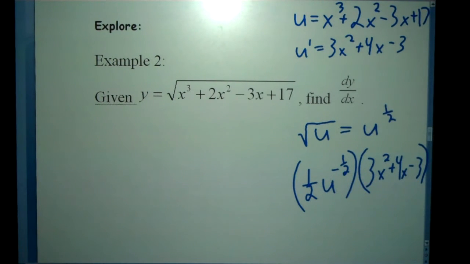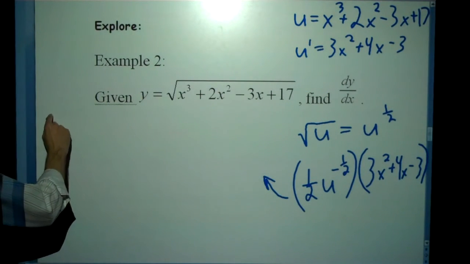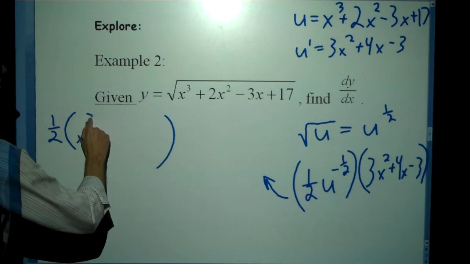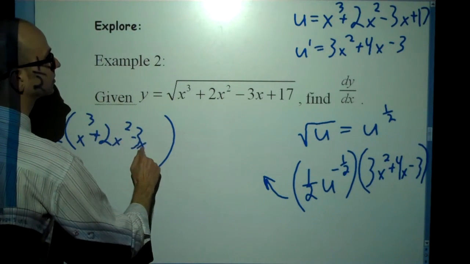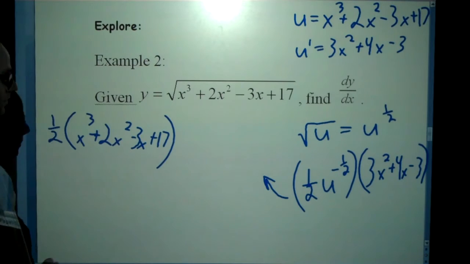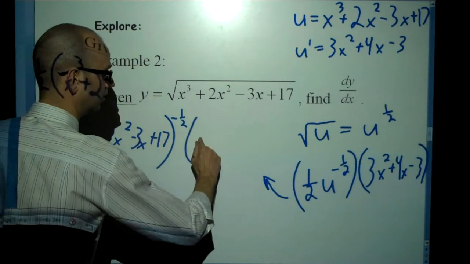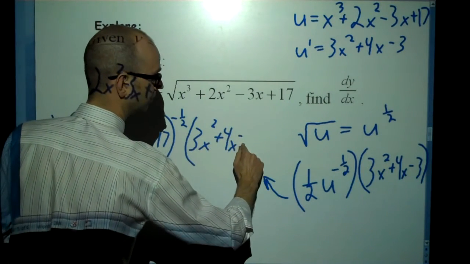But we don't actually want any u's in our problem, so we need to substitute back in all of the u. So I'm going to move my work over here. So I've got 1/2 times all of the u, which is x cubed plus 2x squared minus 3x plus 17, all to the negative 1/2 power, times the quantity 3x squared plus 4x minus 3.